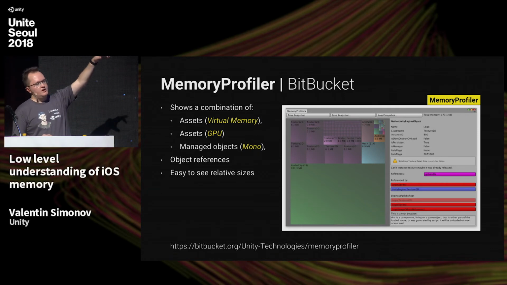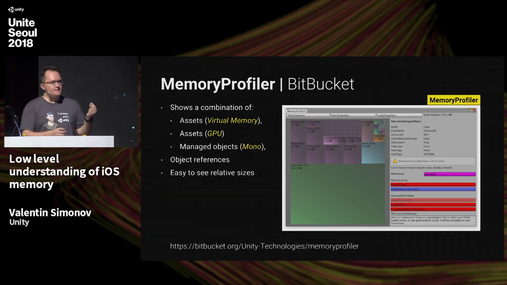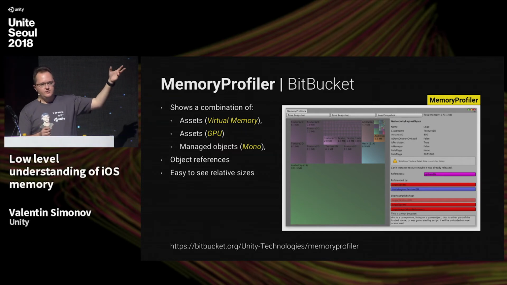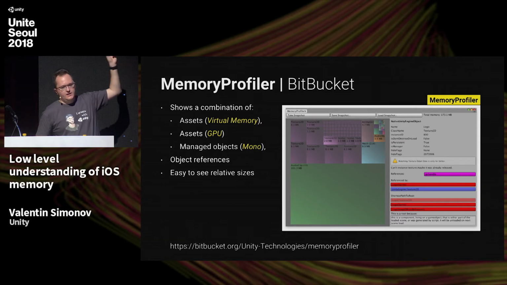You can see that the largest green block is our sounds. There are a bunch of textures, the pink blocks. It also shows which objects reference the objects which are in memory. So you can figure out why a specific texture, for example, is not unloaded. And it's really easy to see relative sizes. You can see that sounds take a huge amount of memory, and it's like screaming at you. Oh, by the way, there's this link where you can get it.